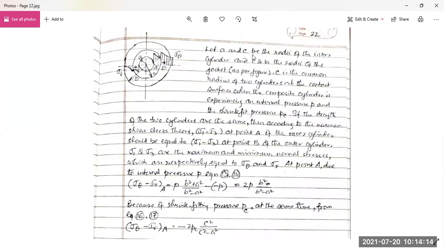Now, let a and c be the radii of the internal cylinder, where a is the internal radius and c is the outer radius. c is the common radius of the two cylinders at the contact surface when the composite cylinder is experiencing an internal pressure P and the shrink fit pressure PC. So, what you see, a is the internal radius of the composite cylinder. c is the outer radius of the inner cylinder, and it is also the internal radius of the outer cylinder.